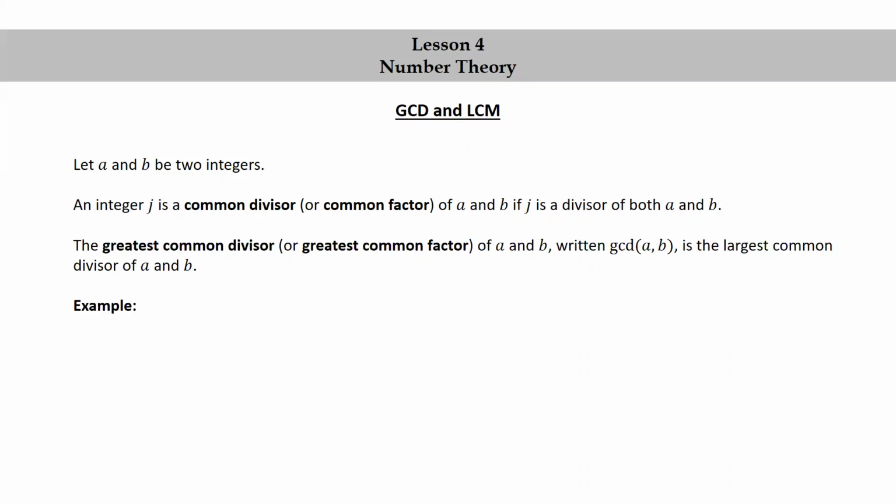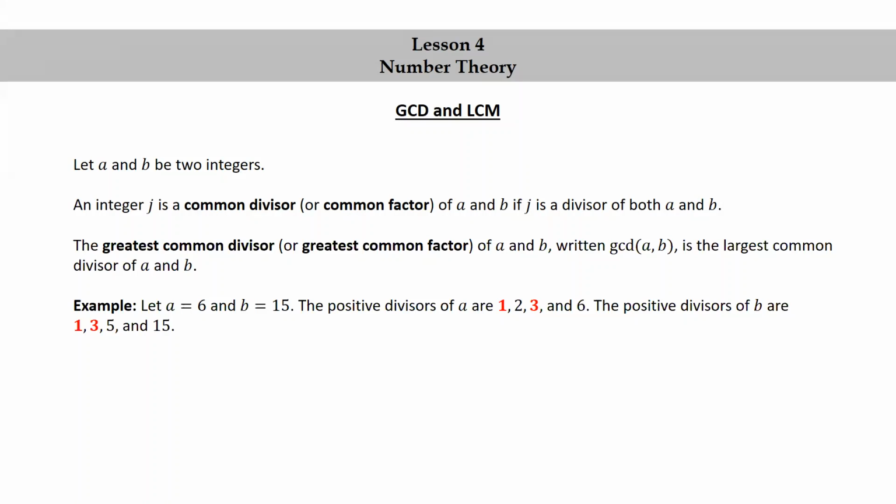Let's look at an example. Let A equal 6 and B equal 15. The positive divisors of A are 1, 2, 3, and 6. The positive divisors of B are 1, 3, 5, and 15. Therefore, the positive common divisors of A and B are 1 and 3.